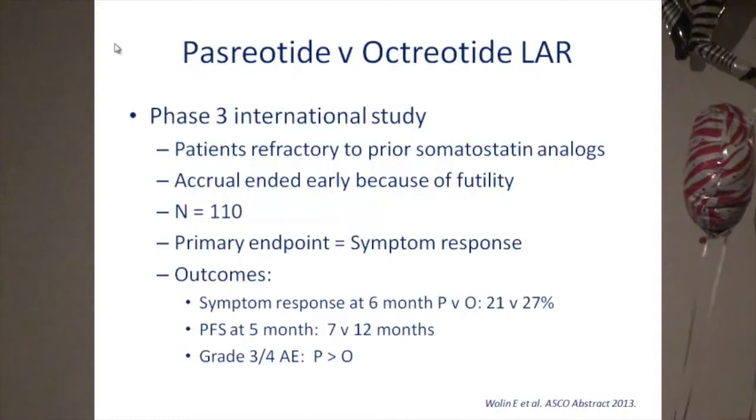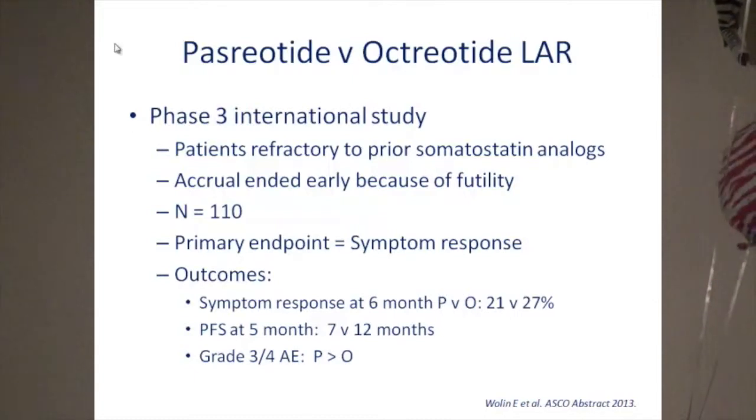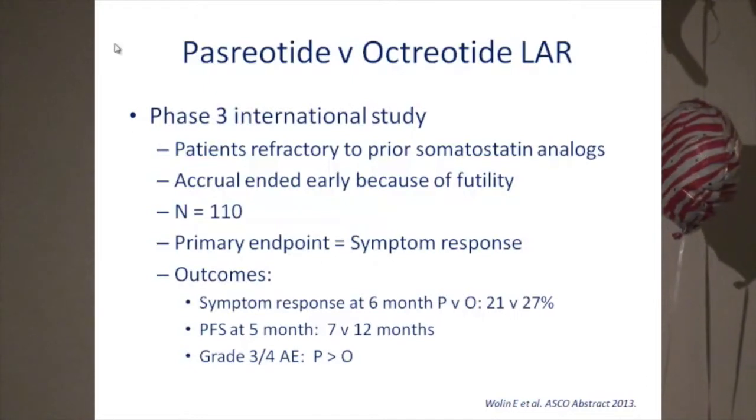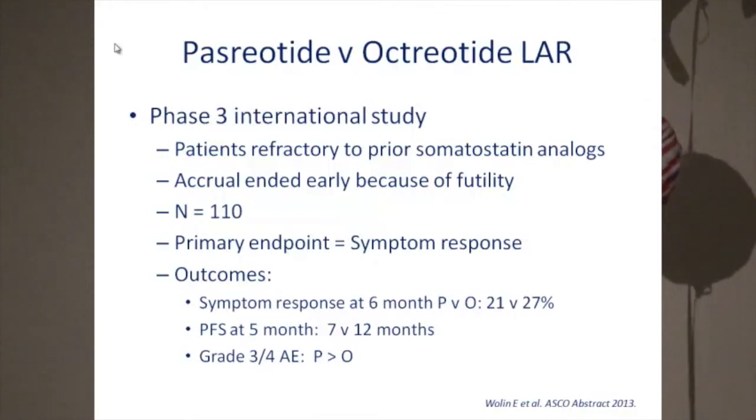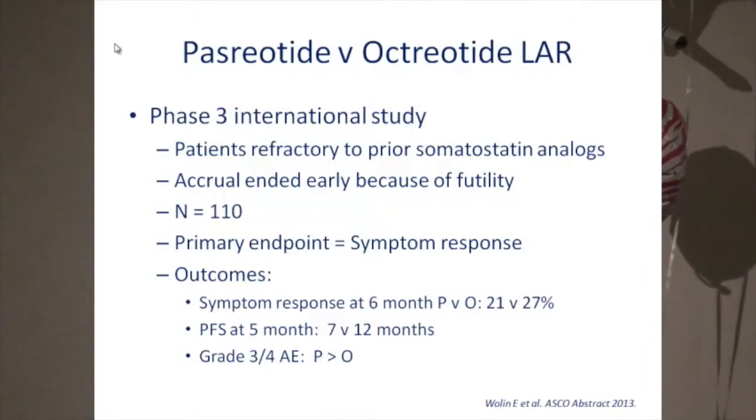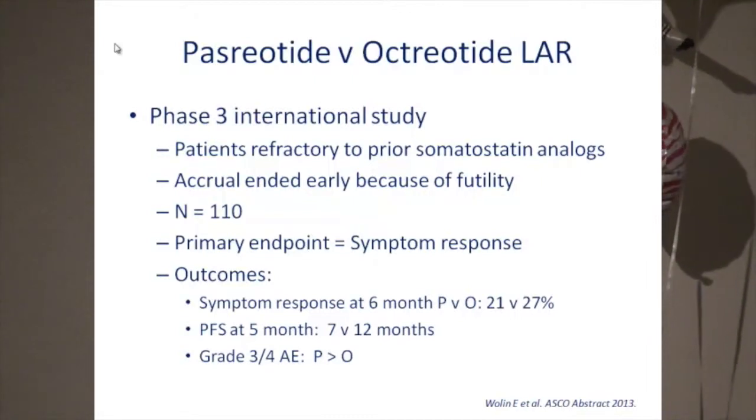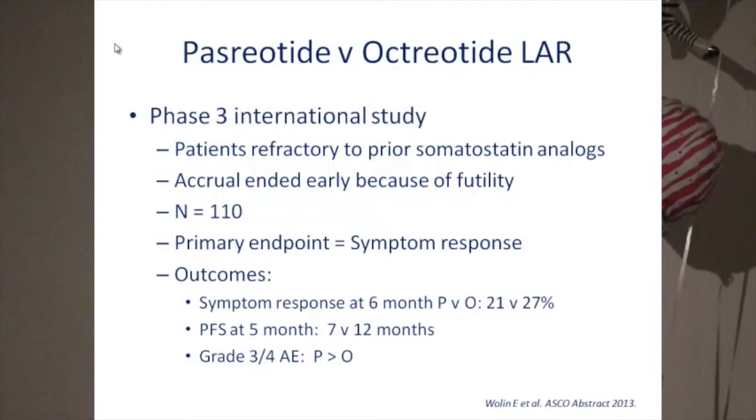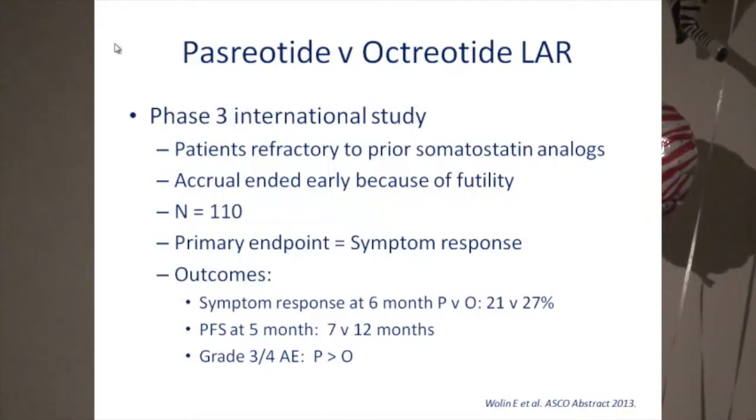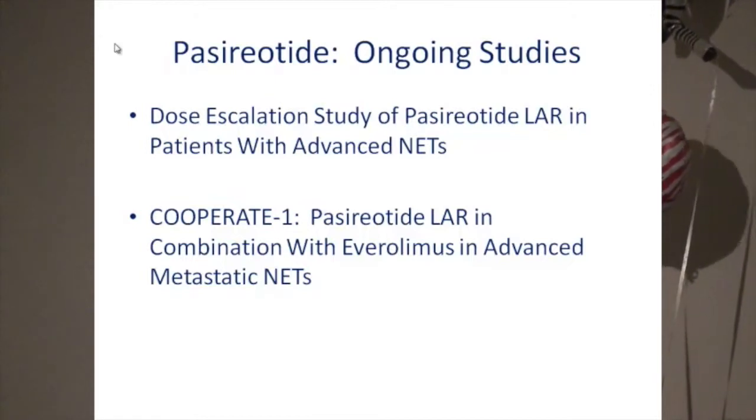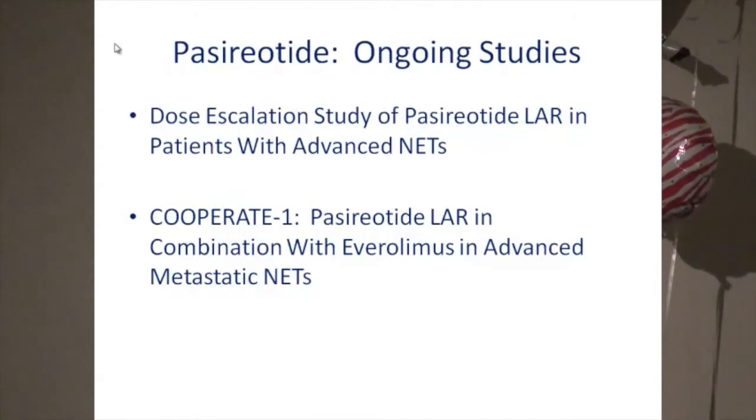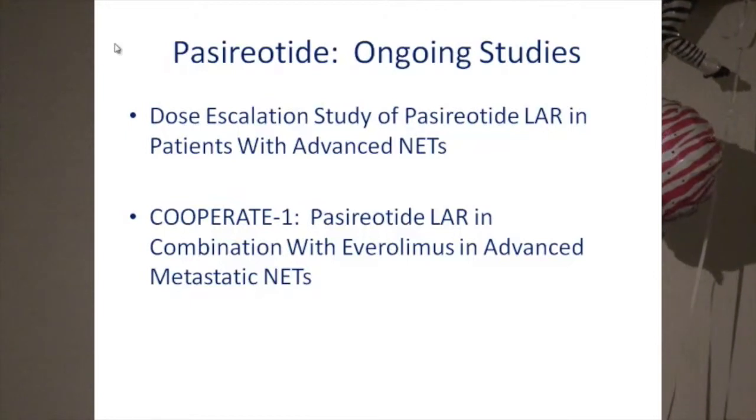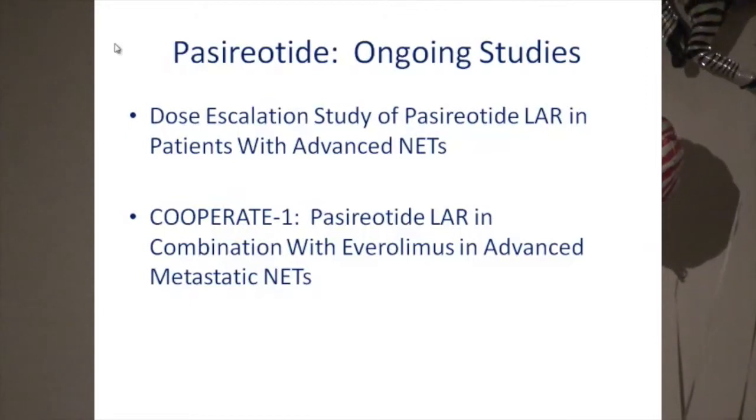The outcomes showed that symptom response was essentially not different at 6 months between Pasireotide, 21%, versus Octreotide, 27%, not statistically significant. However, progression-free survival at 5 months seems to be a little bit better with, I'm sorry, I mixed those up, with Pasireotide. The grade 3 and 4 adverse effects actually seem to be more with Pasireotide, mainly hyperglycemia. There are ongoing studies with Pasireotide. We hope to hear about the Cooperate 1 study result at ESMO. It's where patients are treated with Pasireotide in combination with Afinitor or everolimus in advanced metastatic pancreatic neuroendocrine tumor.